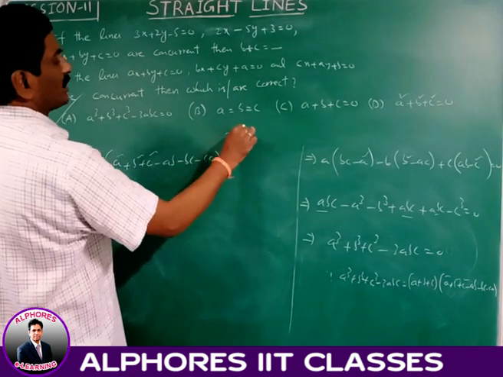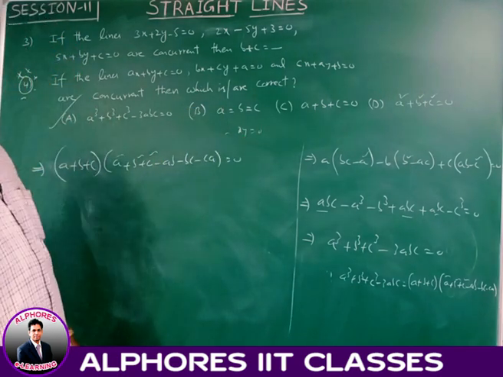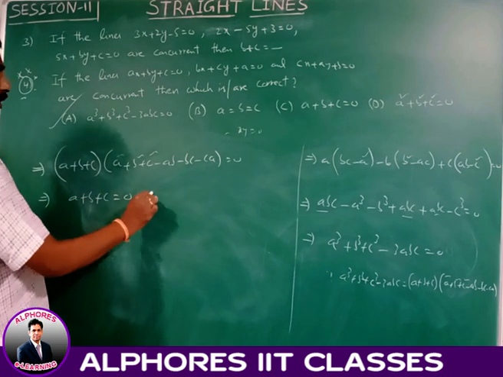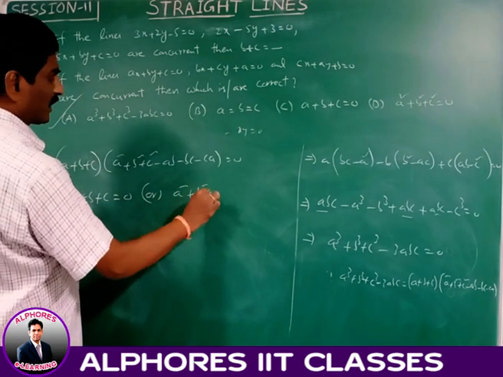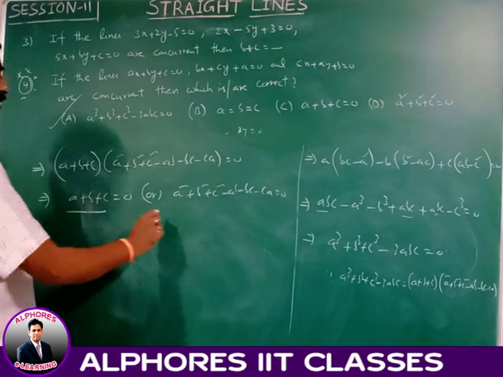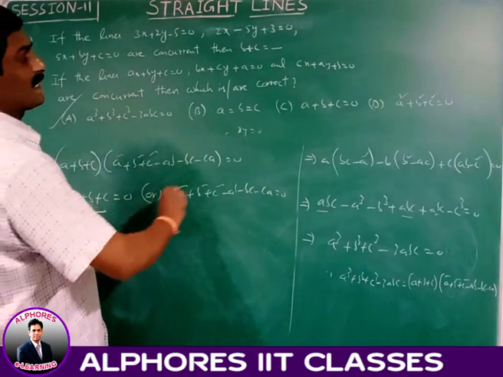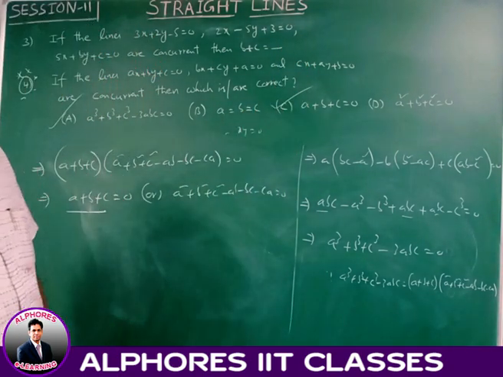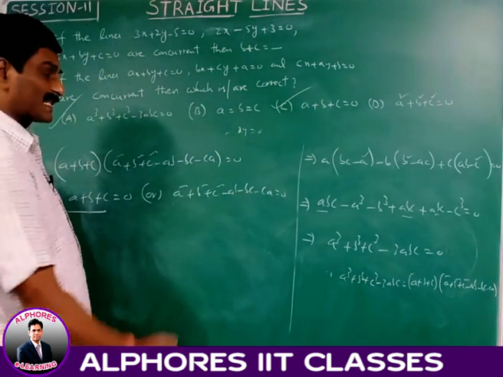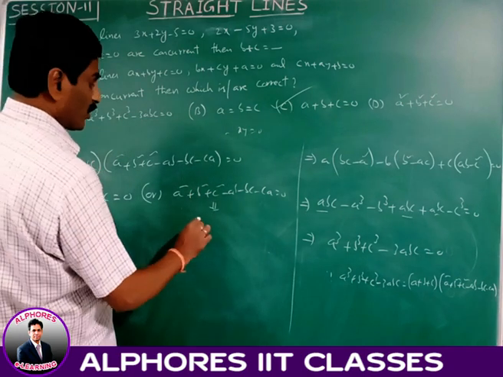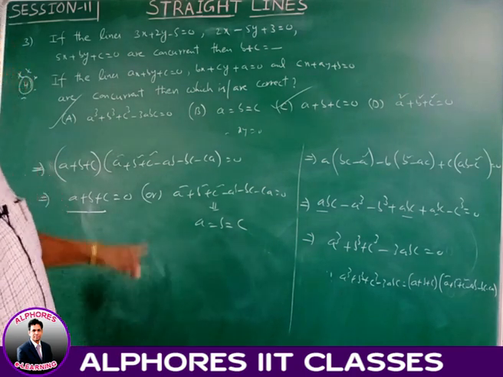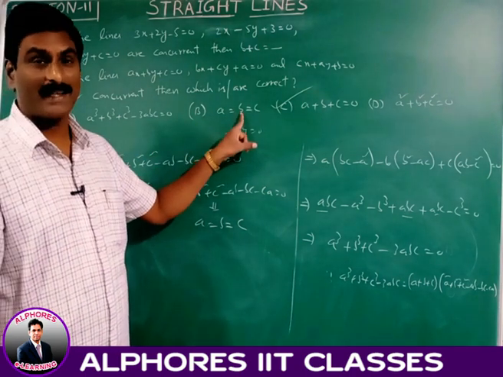If xy is equal to 0, what is the condition? x is equal to 0 or y is equal to 0. That means, what is the meaning of this? a plus b plus c is equal to 0 or a square plus b square plus c square minus ab minus bc minus ca is equal to 0. This value is equal to 0 or this value is equal to 0. a plus b plus c is equal to 0 means option C, C option is also correct. Okay, next, a square plus b square plus c square minus ab minus bc minus ca, what is the meaning of this? This value is 0 only when a is equal to b is equal to c. So a is equal to b is equal to c also makes this factor zero, but it is wrong.